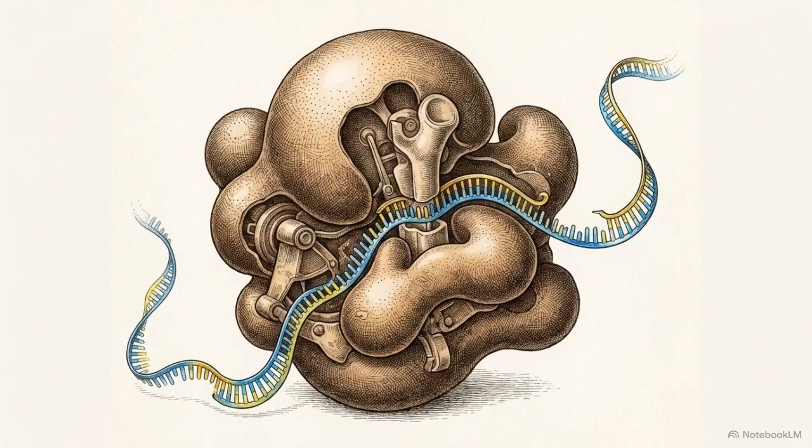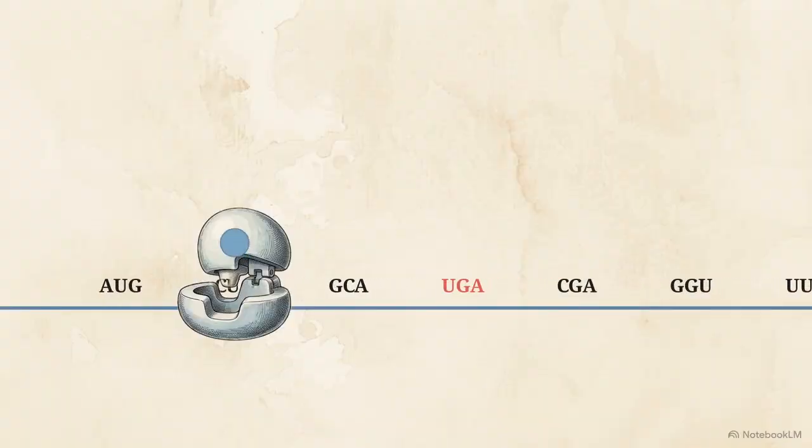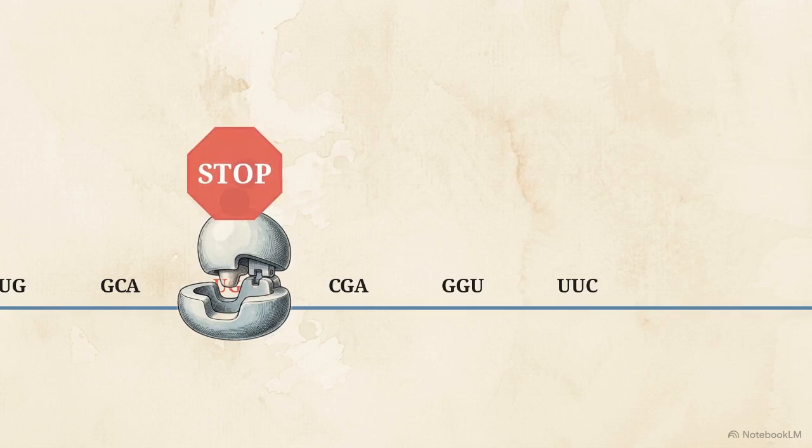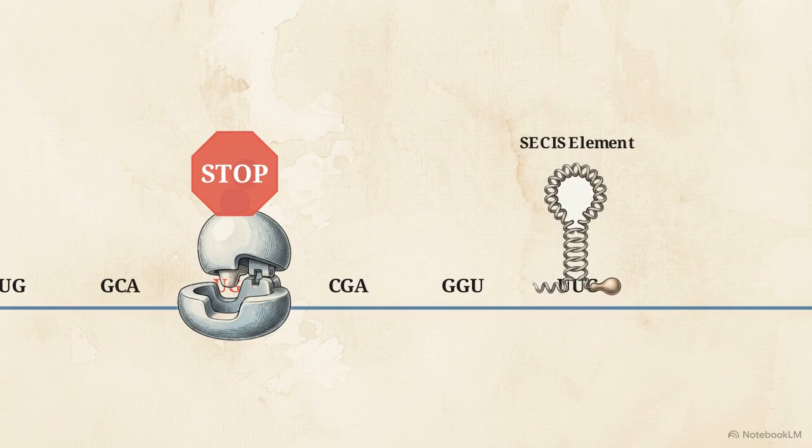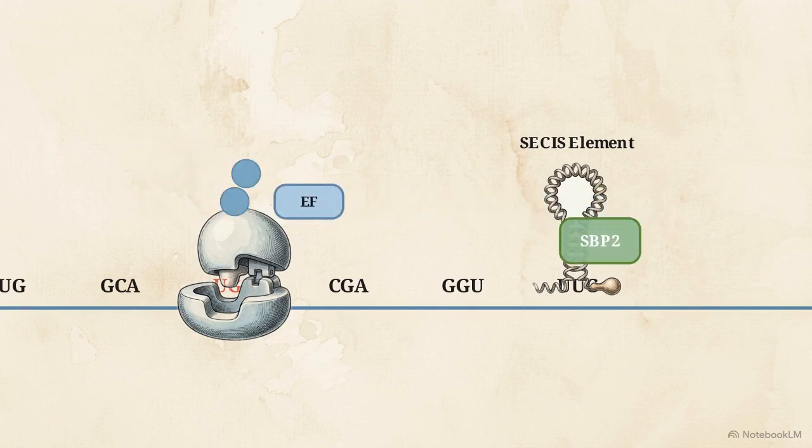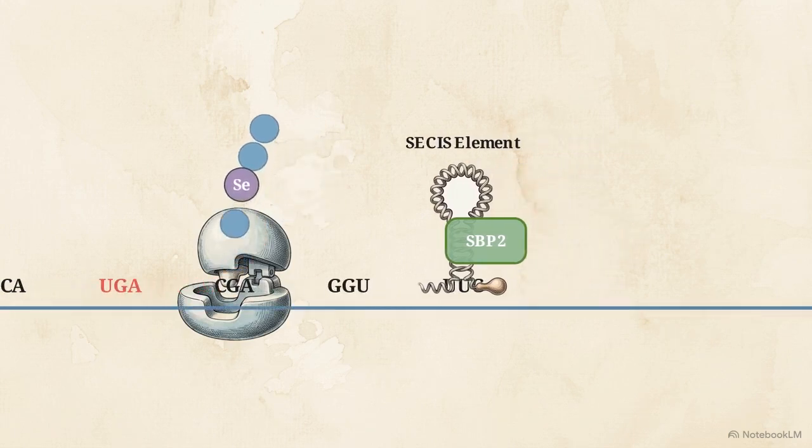Installing that lightning rod requires a massive genetic gamble. The cellular machinery must read the UGA triplet in the messenger RNA, a sequence universally recognized as the strict, unambiguous stop codon for translation. To bypass this stop sign, the messenger RNA strand utilizes a specialized three-dimensional fold called the SECIS element. Sitting just downstream, it physically recruits proteins that force the ribosome to ignore the termination signal and insert the volatile selenium core instead.